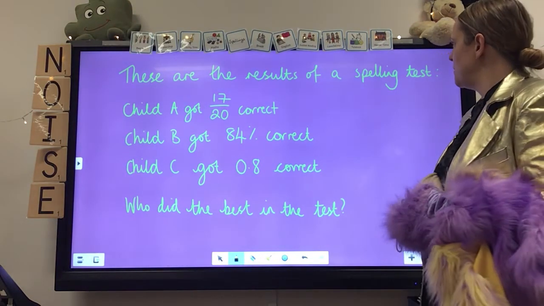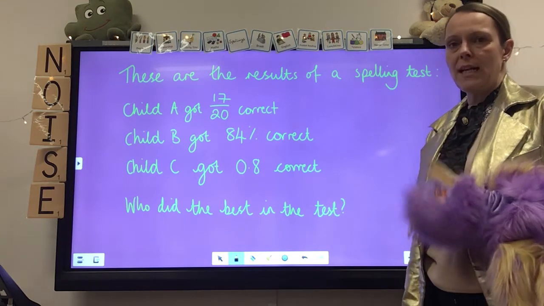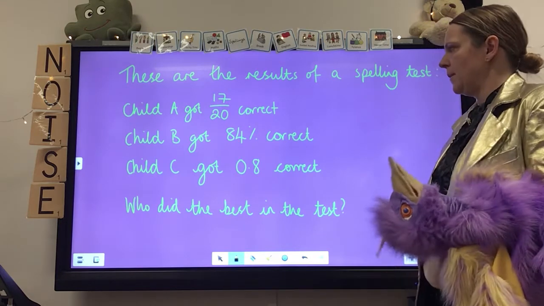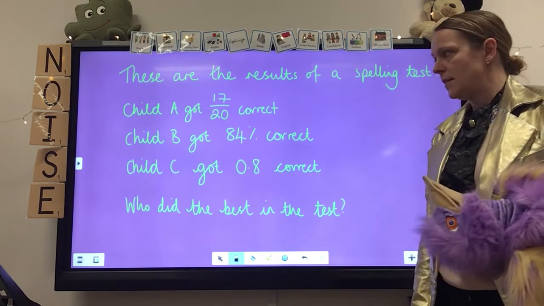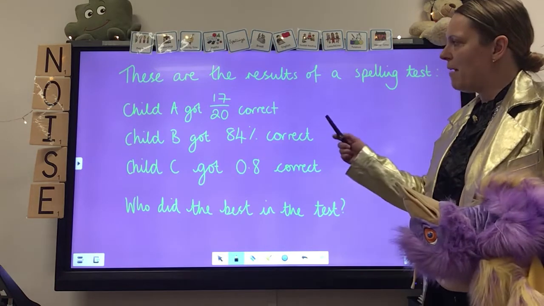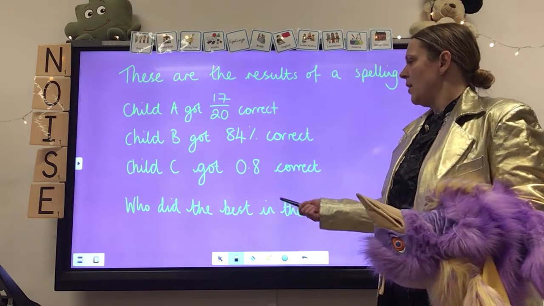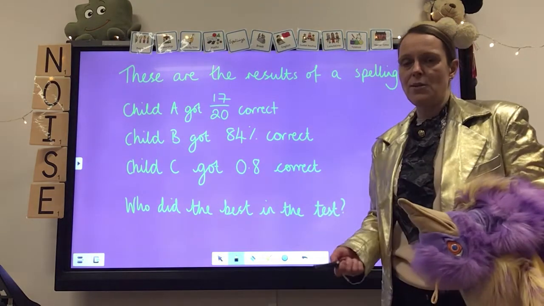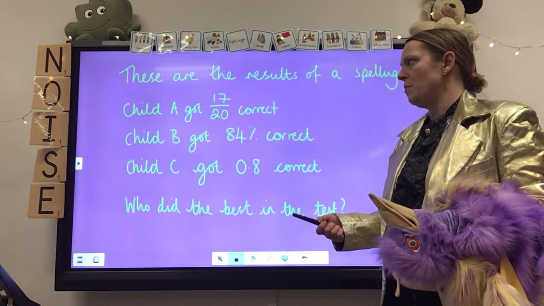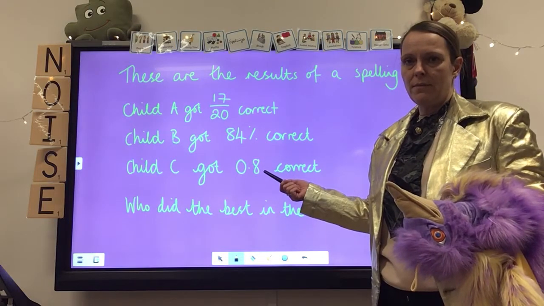Okay. A problem then. These are the results of a spelling test. Child A got 17 out of 20 correct. 17/20. Child B got 84% and child C got 0.8 correct. So we're comparing a fraction with a percentage with a decimal, which is not very helpful really, is it? Who did the best in the test? So what do you think we need to do to work that out? Because it's really difficult to compare 3 different measures.